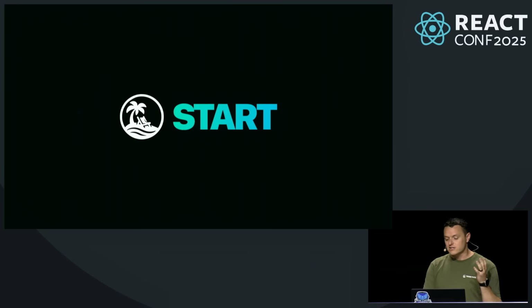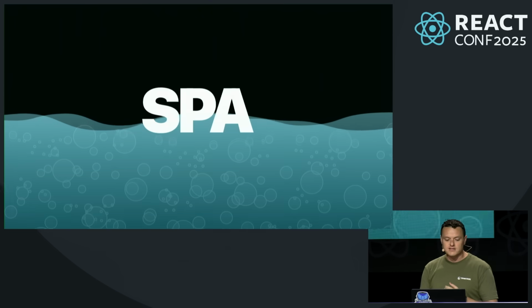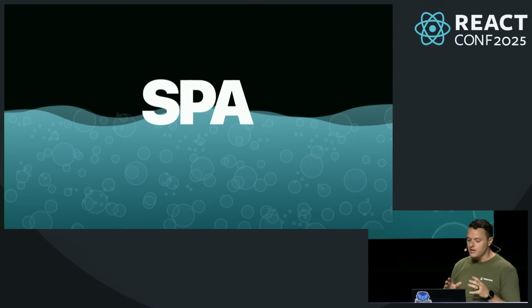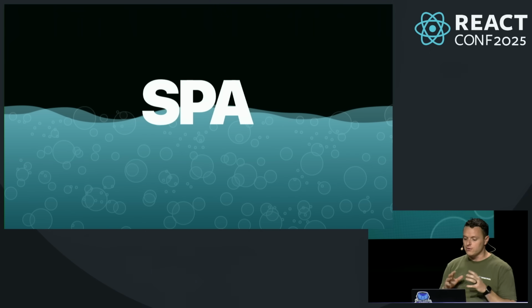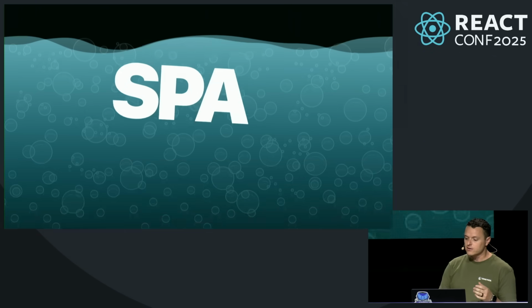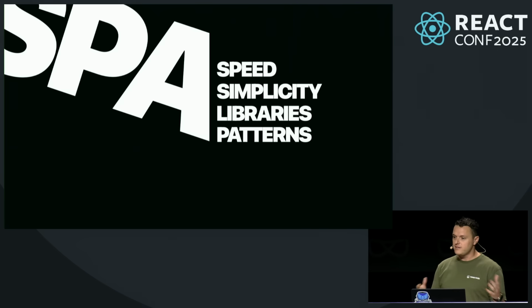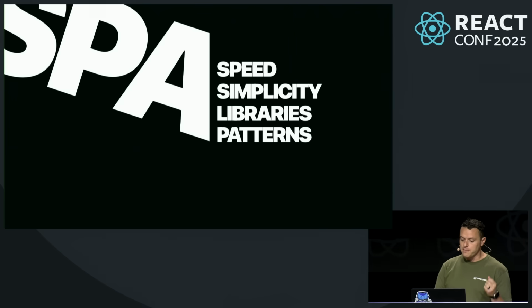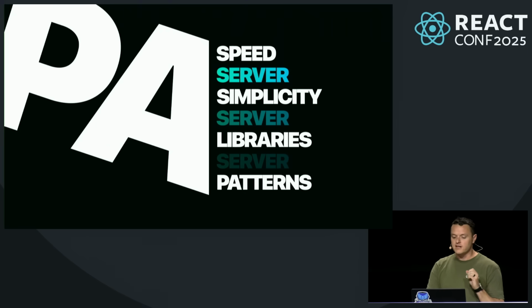The next reason is that Start is client first. And I say this a lot, but what this really means is that it's closer to the traditional SPA architecture than any other framework out there. It allows you to think and reason about your app like it's a SPA. And this includes the speed, the simplicity, the libraries, the patterns that hopefully most of us are used to from the last decade of writing React. But we get this unique ability to weave in server-side capabilities if and when you need them, instead of the other way around.